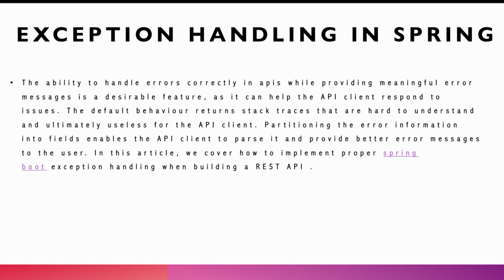So the default behavior while we are throwing an exception in Spring Boot, I'll be showing you that first. Suppose I throw an exception or don't handle exception handling in Spring Boot. The default error handling Spring Boot provides basically throws a stack trace that is hard to understand and ultimately useless for the API client, because it is a long message throwing up all the stack trace, like how the flow of the exception occurs, from this class to that class. Many of you can understand that. So let's jump onto the code first.